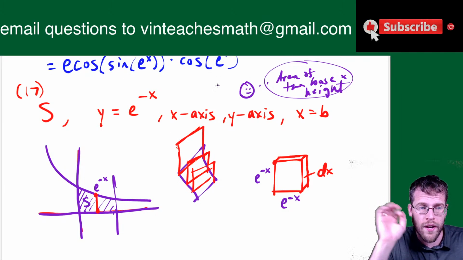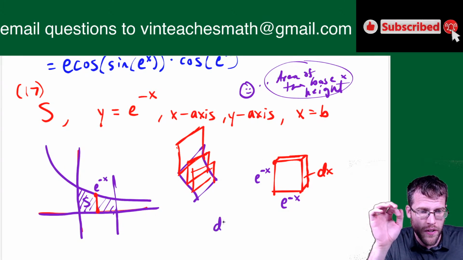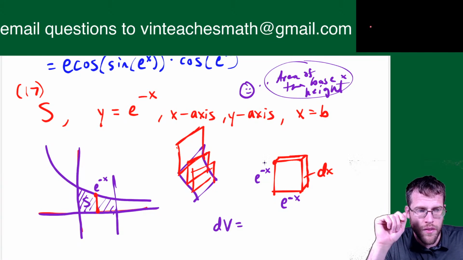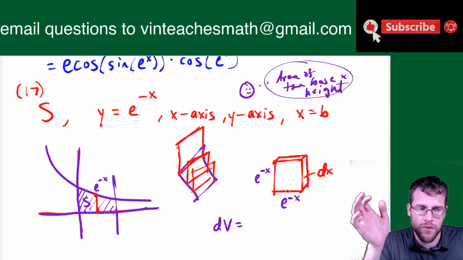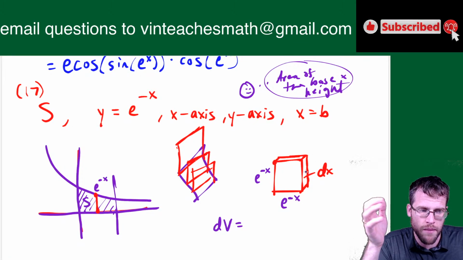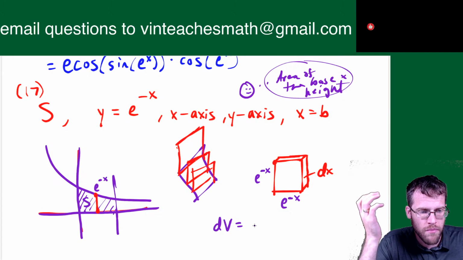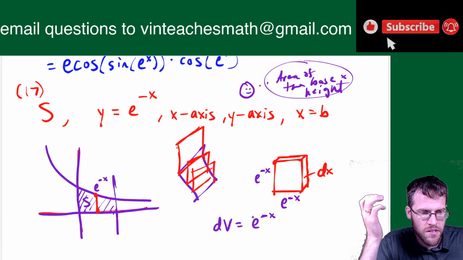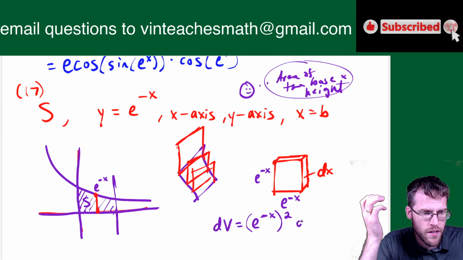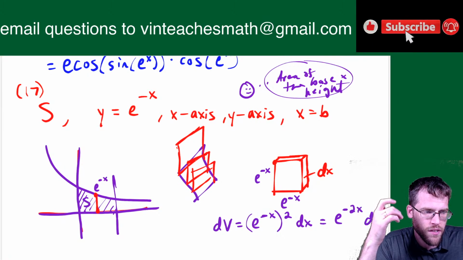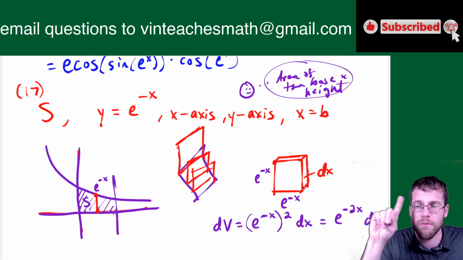So now that we have all this, the volume of one slice, which I call dV, is the volume of a square prism. So it's base times height times depth, or length times width times height. I would do e to the minus x times itself, so it would be squared, and then times dx. When you raise an exponent to an exponent, this is going to be e to the minus 2x dx. All right, so that's the volume of one slice.